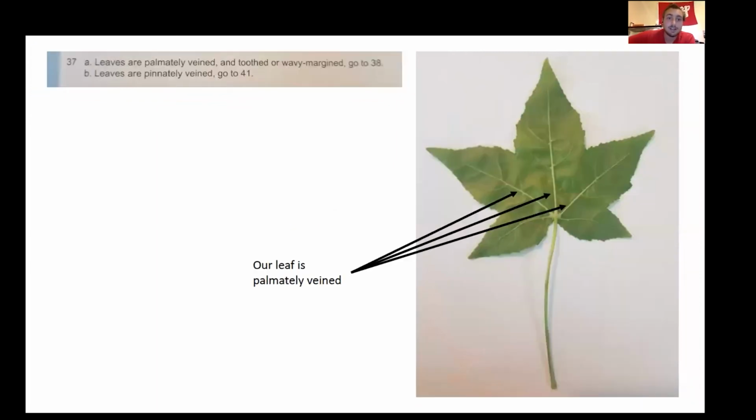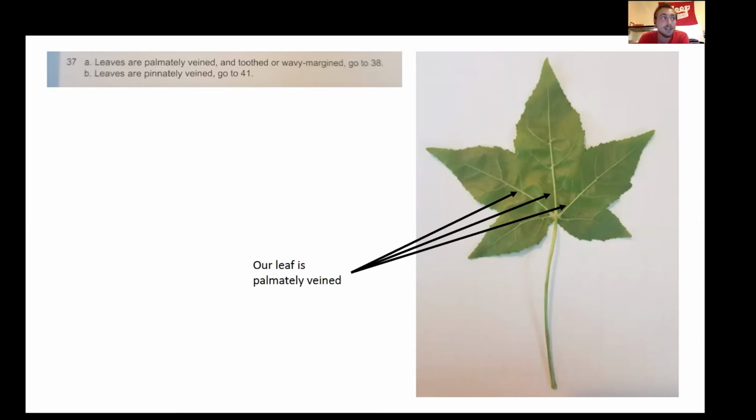And in 37, it asks about the feature of the veins: whether they are palmately veined and toothed or wavy margin, or if they're pinnately veined. Here we can distinctively see at least 5 primary veins that have secondary veins branching off of them. And you can really tell it's a primary vein if they all have a similar thickness.